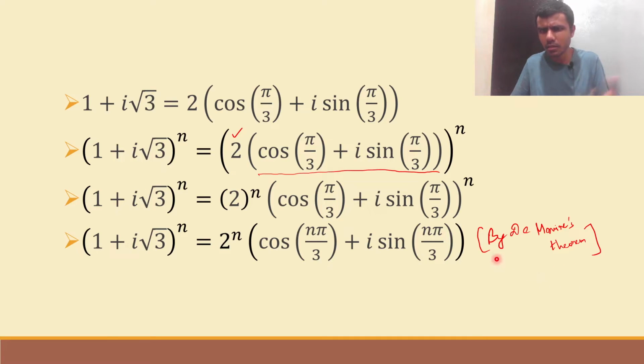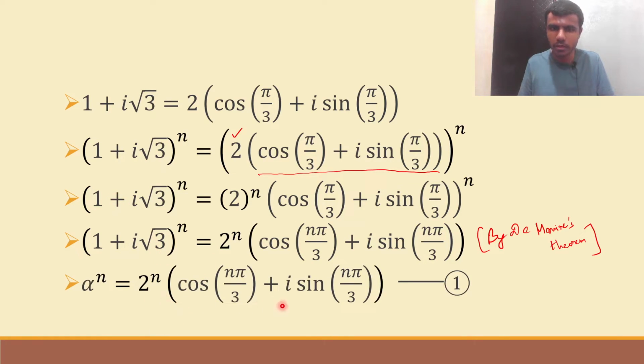It looks neat in the exam if you put such reasonings. Fine. So what is our 1 plus i root 3? If you remember, in the beginning I took it as alpha. So this is nothing but alpha power n equal to 2 power n into cos n pi by 3 plus i sin n pi by 3. Take it as equation 1.